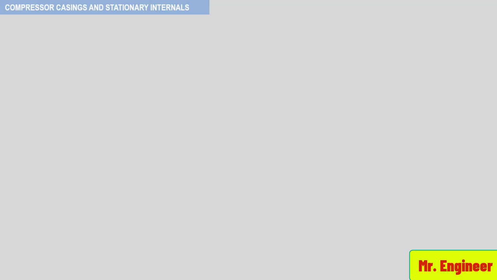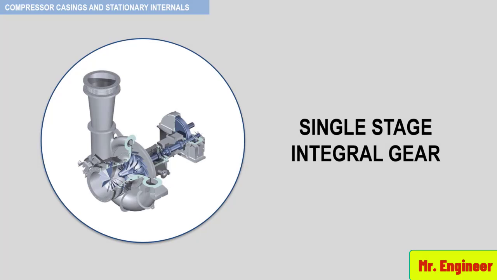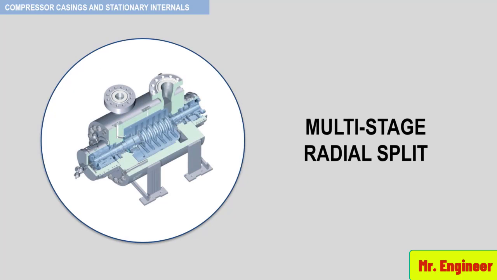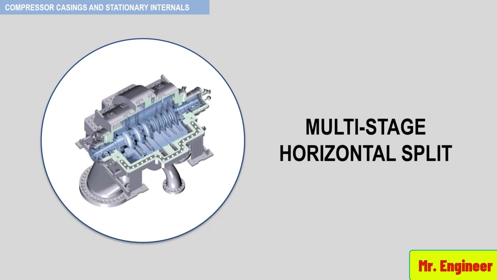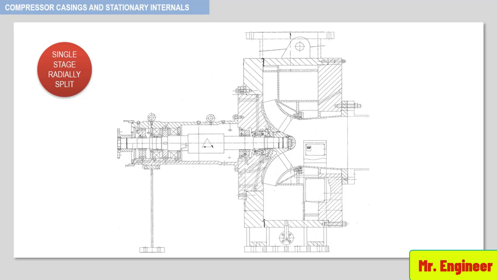The available types of compressor casings are single-stage radial split, single-stage integral gear, multi-stage radial split, multi-stage horizontal split, and multi-stage integral gear, as depicted here. The figure that you can see here is an example of a single-stage radial split casing. This type of casing is typically used for high-pressure applications and for gases with high hydrogen content.